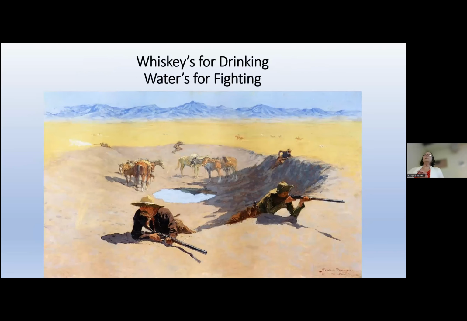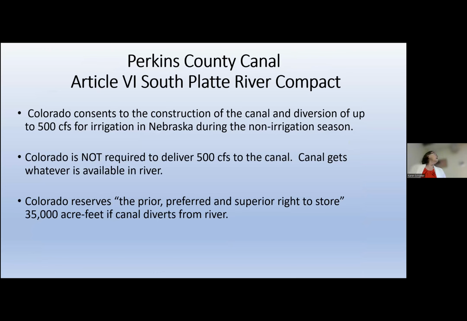But as you all know, whiskey's for drinking, water's for fighting. And a couple years ago, the Nebraska governor said that they wanted to activate Article 6 in the compact. Pretty much an article that had been overlooked. And it talks about the Perkins County Canal Project.